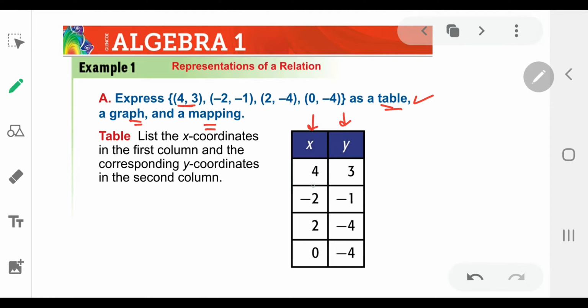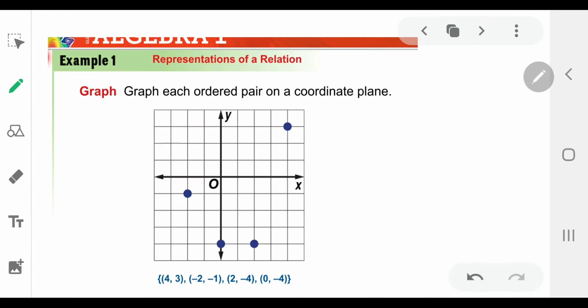4, 3, here we go. Here are the 4 and 3. Negative 2, negative 1. 2, negative 4, here are the ordered pairs here. And then the last one, 0, negative 4. This is the first method, or the first representation, of this relation. We listed all the x values in one column and all the y values in the other column.